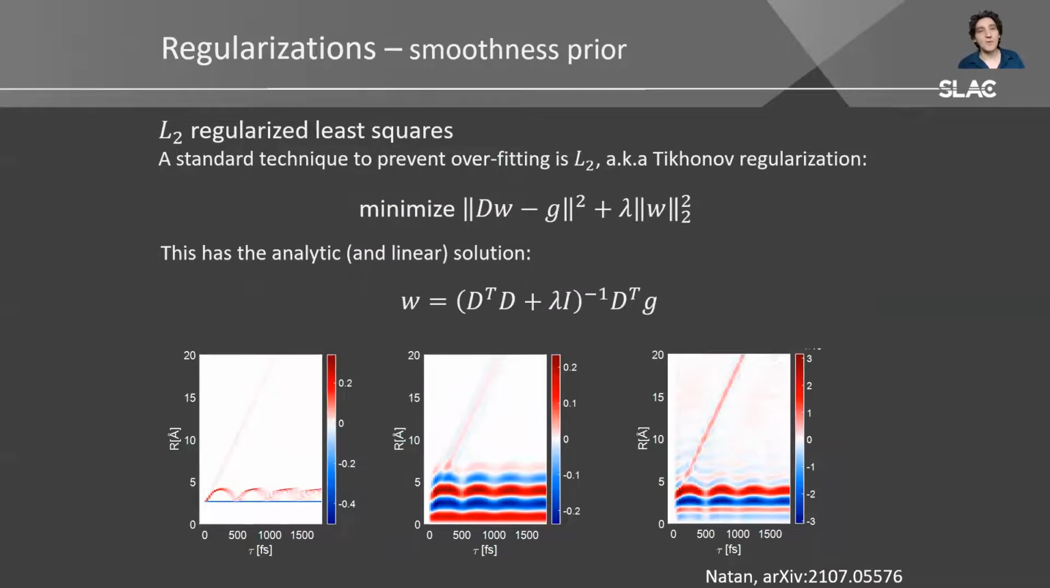For example, a widely used regularization approach that addresses the numerical instability is the L2 norm regularization, where we add the sum of squares of the weight vector to the minimization. And lambda is a coefficient that controls the magnitude of that term. This approach has an analytic solution, and we can observe how it reduces some of the artifacts of the inversion.